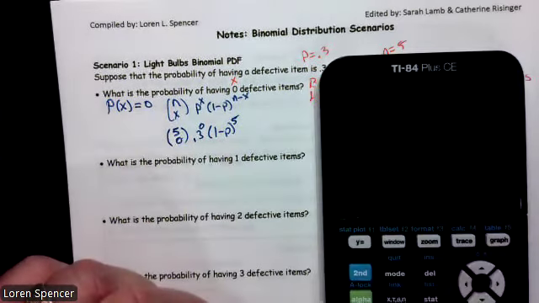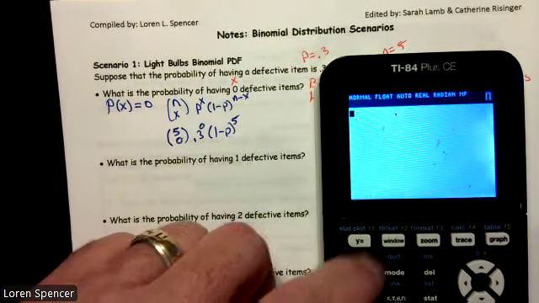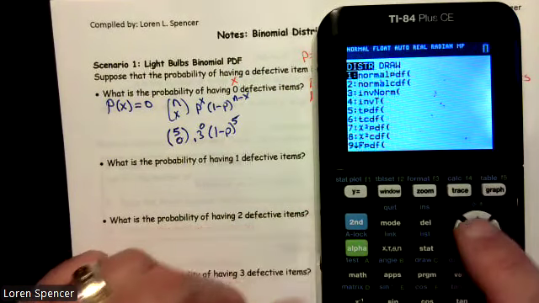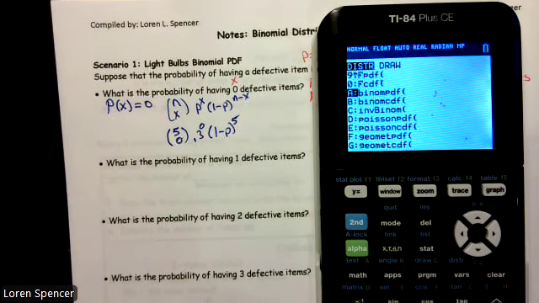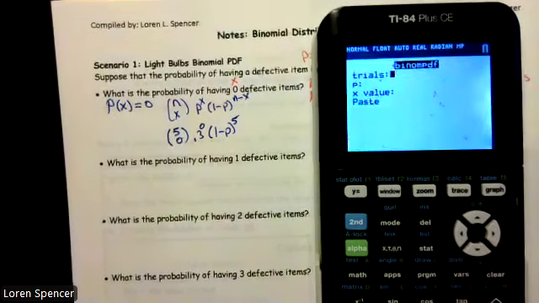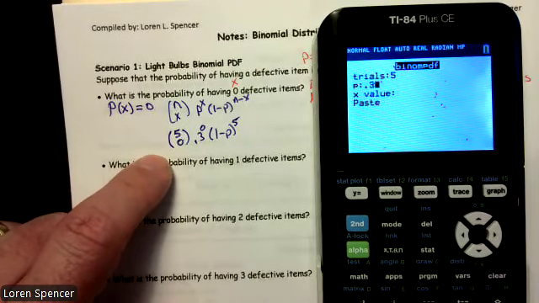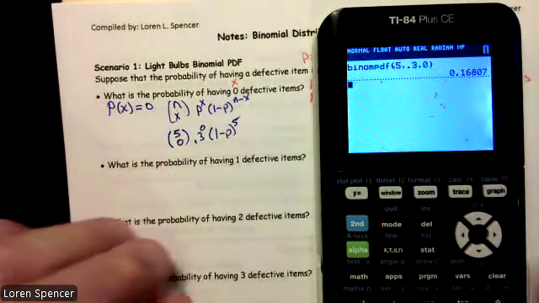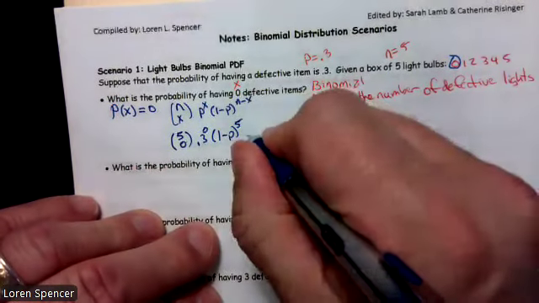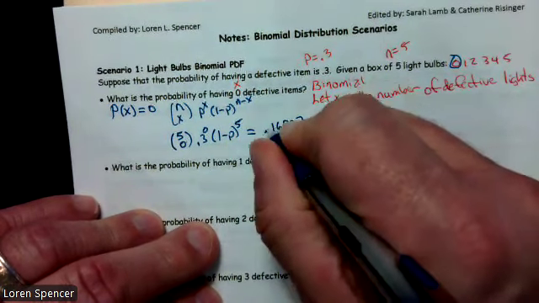We've done the first 7 steps, and we're on to the calculator. So we're going to go second, vars, and we're going to drop down to binomial PDF, which is at letter A, and press enter. Trials, well, we had 5. That was our N. Our p-value was 0.3. X is our number of successes, which is 0. We press enter, and we end up with 0.16807. So that's our answer, 0.16807.